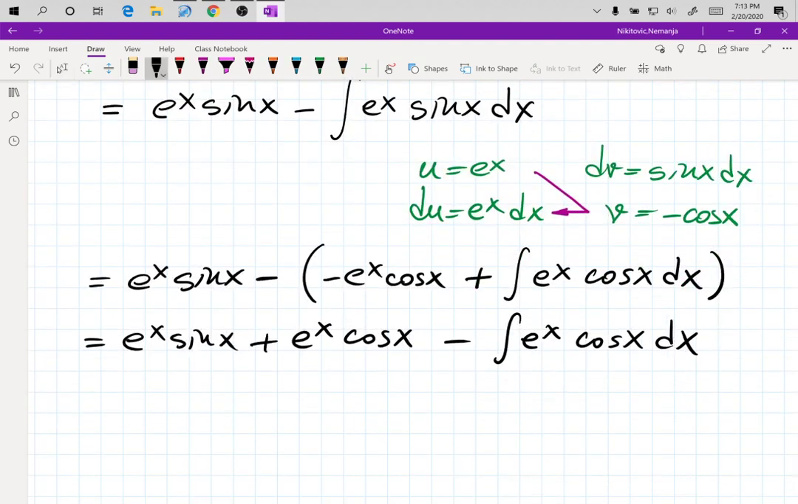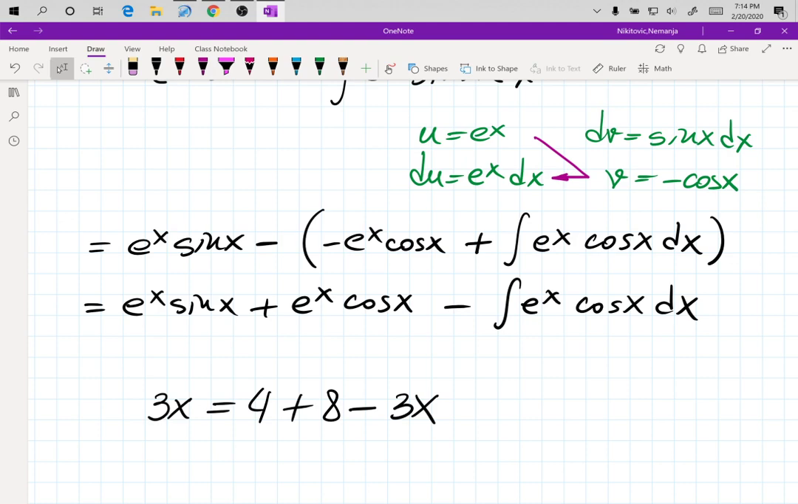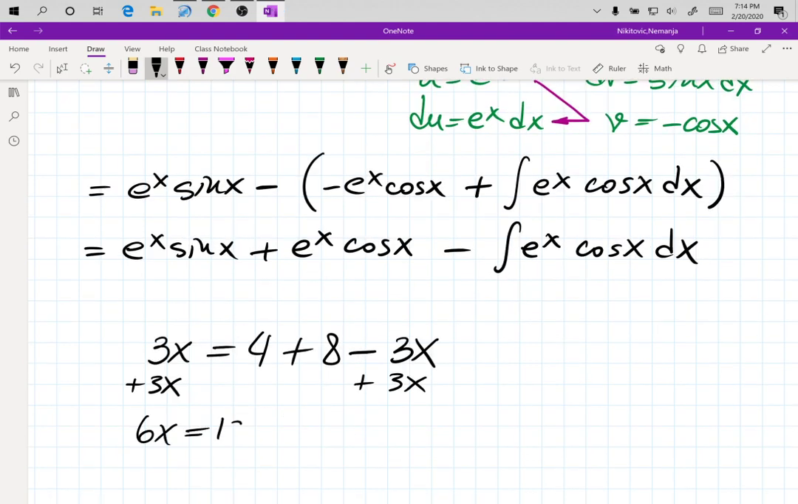You know what I'm going to ask you now? When I ask you 3x is equal to 4 plus 8 minus 3x, how do you solve this? You add 3x to both sides, right? And then you get 6x equals 12, and then you divide both sides by 6, and you get your x equals 2, right? You know that.